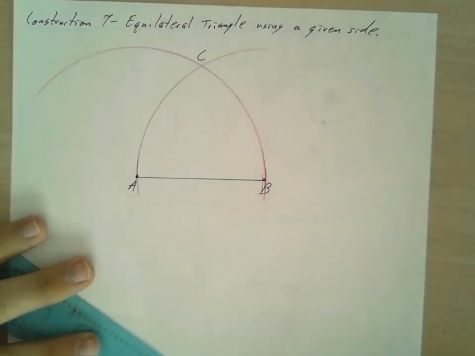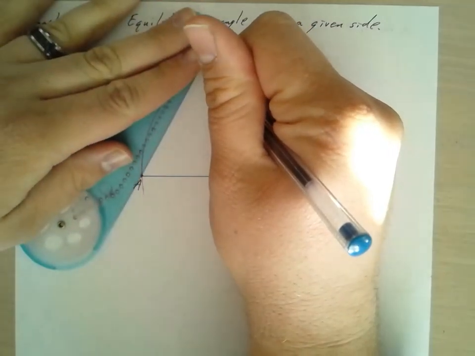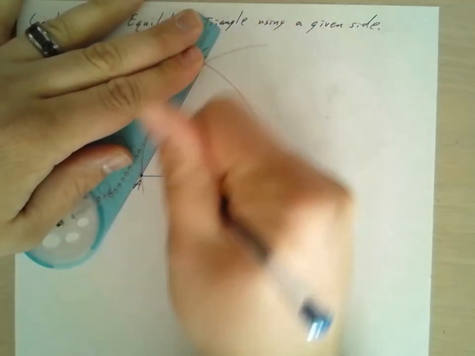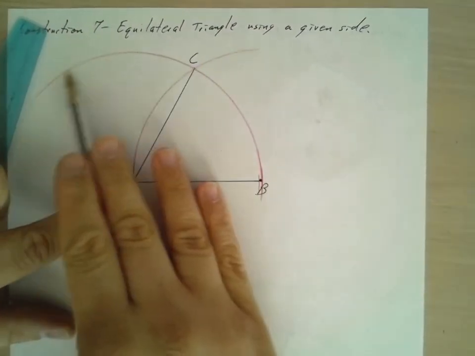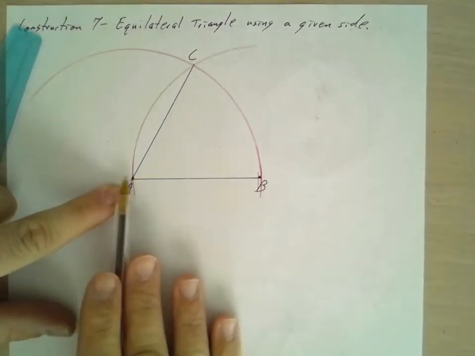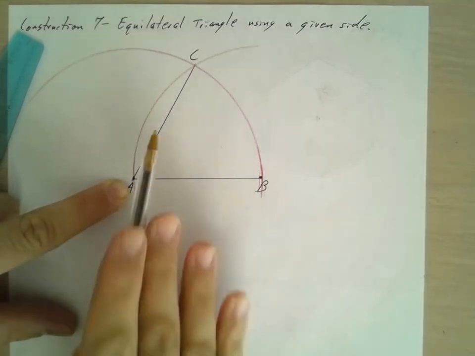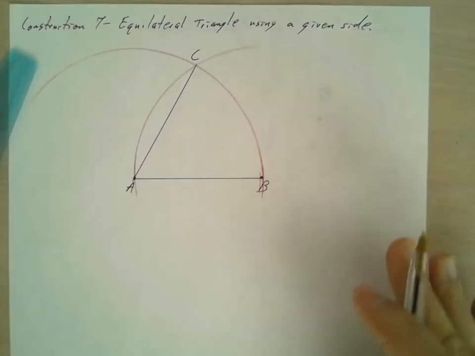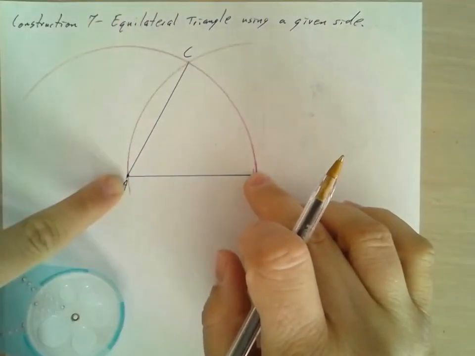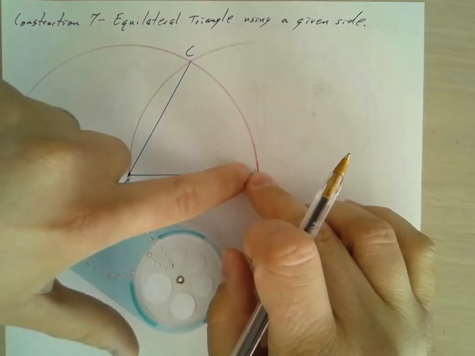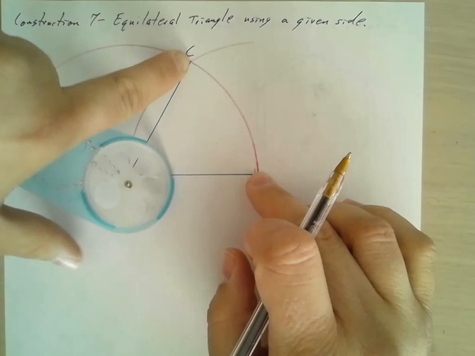And here comes the easiest part of this whole construction, and that is you just go ahead and connect A to C. I know that AC has to be the same length as AB because AC is on this arc, right? It's a radius of this arc. And if AB is a radius of the arc, AC is a radius of the arc, then they both have to be the same length because the radius cannot change. Same thing with B. BA is a radius of this arc. And if BA is a radius of that arc, then BC that I'm about to draw is the same length because it's a radius of that arc as well.